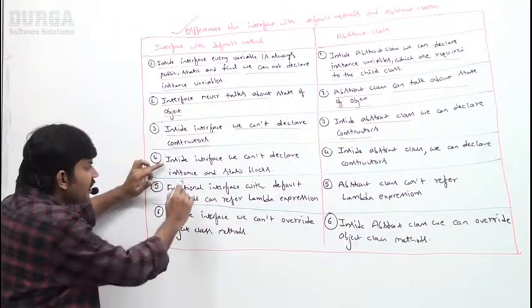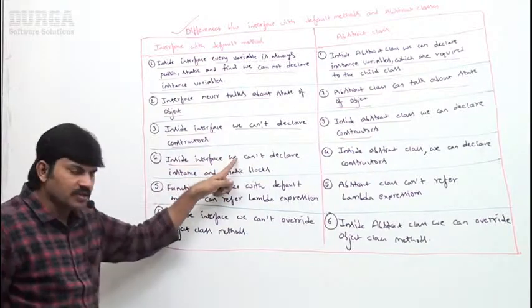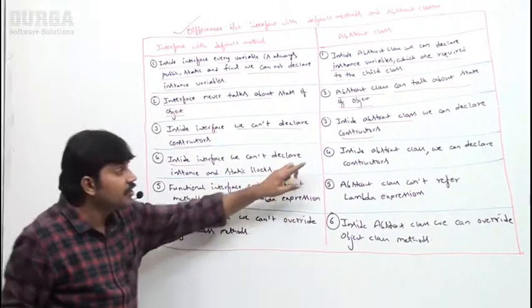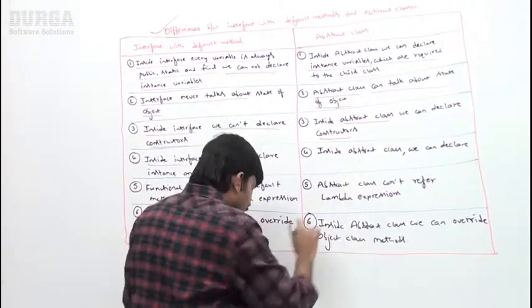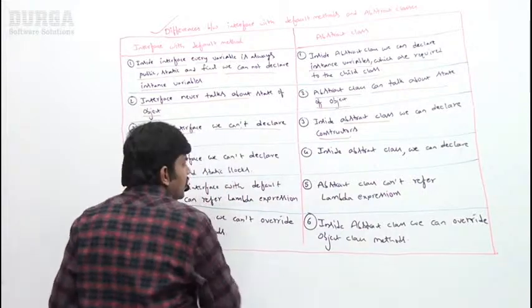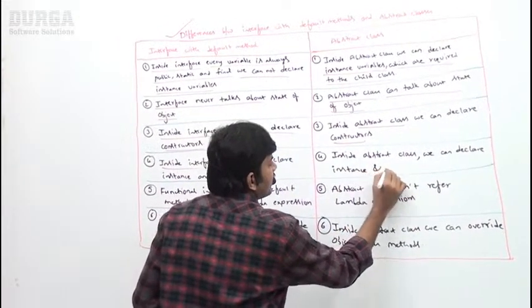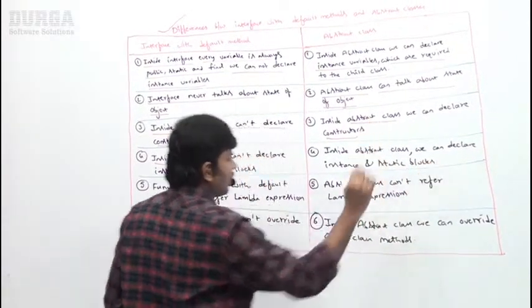Next, inside an interface we can't declare instance and static blocks. Make sure of that. But inside an abstract class we can declare instance and static blocks, no problem at all. Are you able to understand, right?